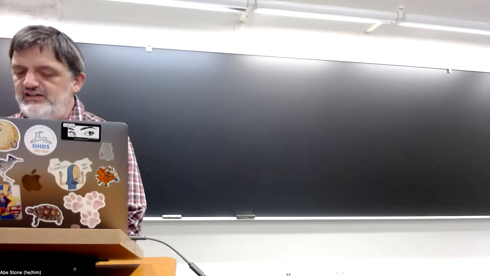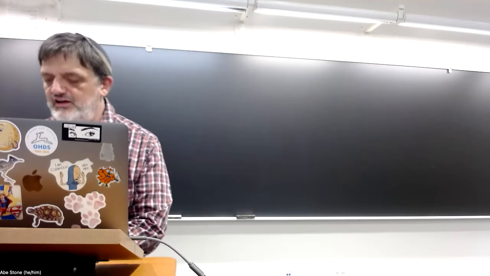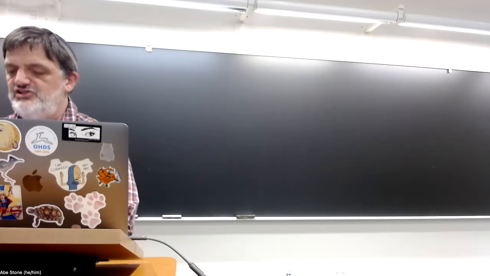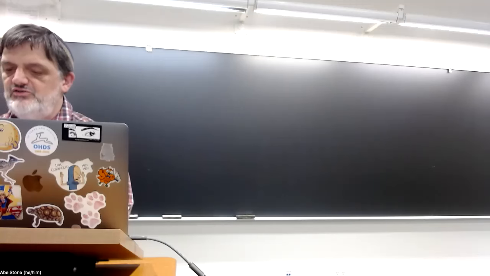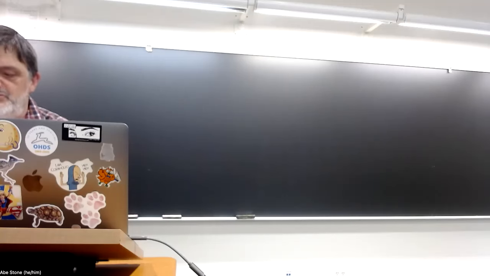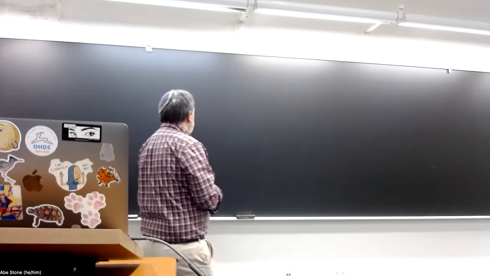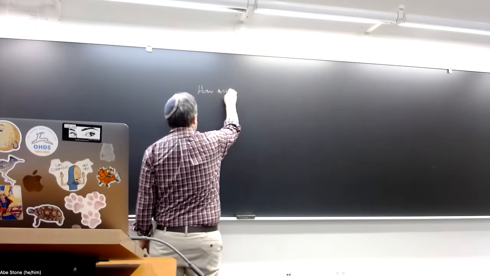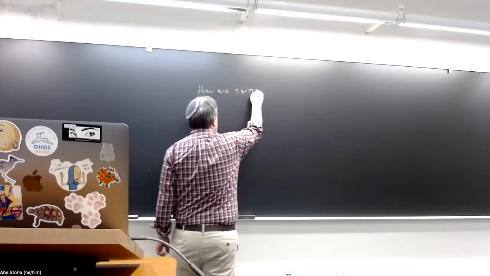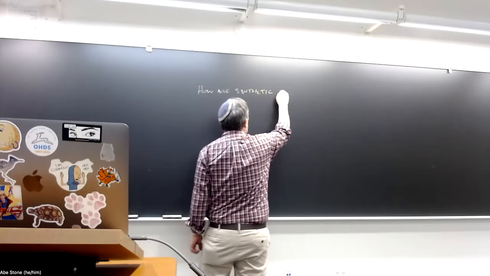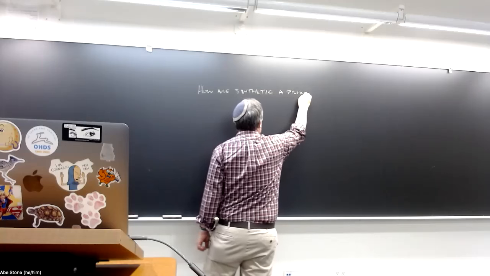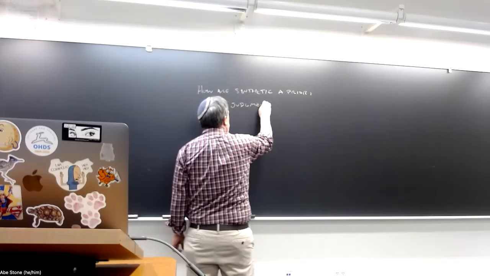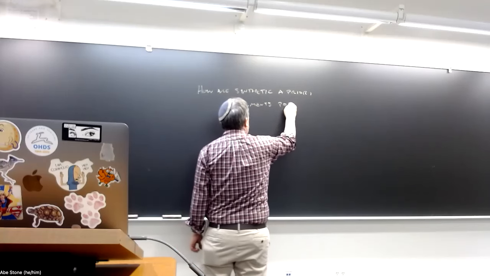So now, based on the introduction, I'm going to explain in more detail what the main question of the book actually is. So again, the main question of the book is, well, how are synthetic a priori judgments possible?